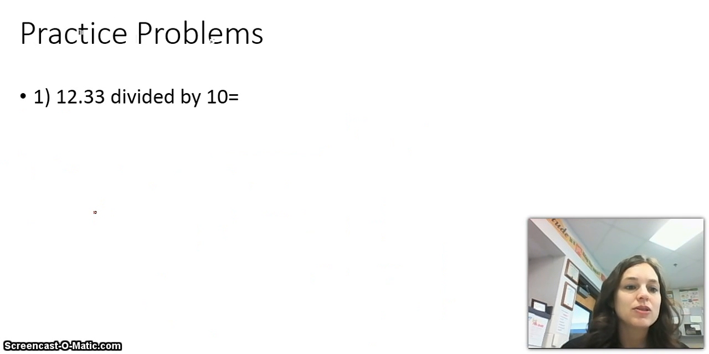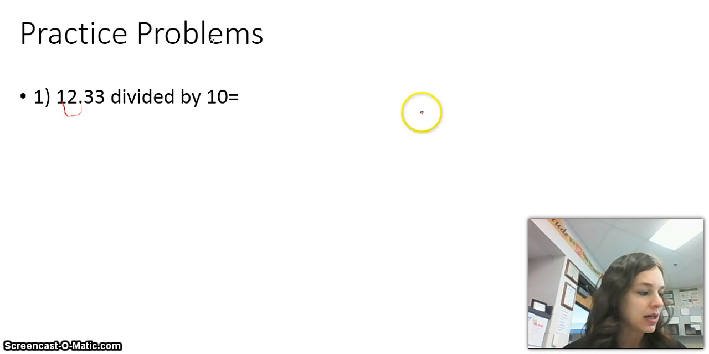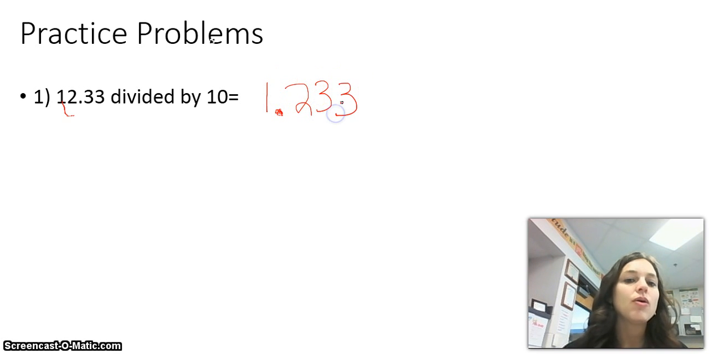We have 12 and 33 hundredths divided by 10. Well, because I have 1 zero in 10, that means I'm going to move my decimal place 1 place to the left. So I take my decimal point. I could divide it and I would get the same answer the long way, but this is easier. So I take my decimal point one place over, and I get 1 point. Make sure you have a decimal point, not a comma. 1.233, or 1 and 233 thousandths.